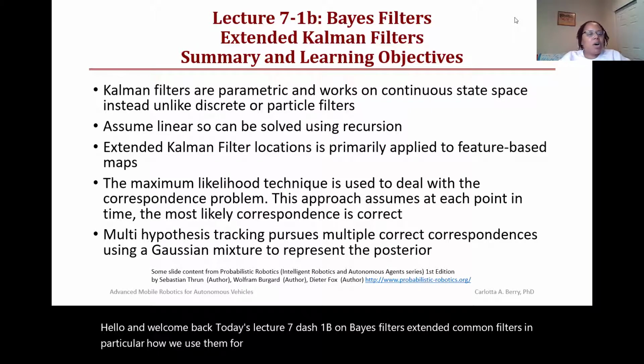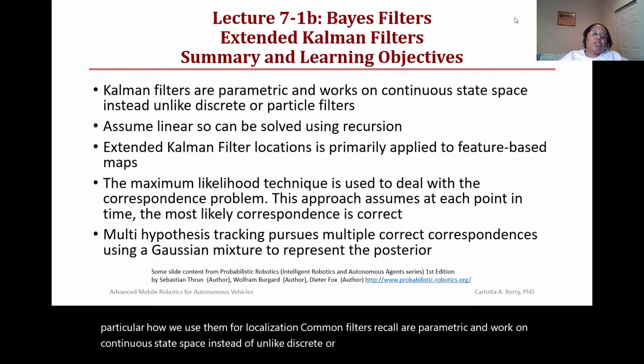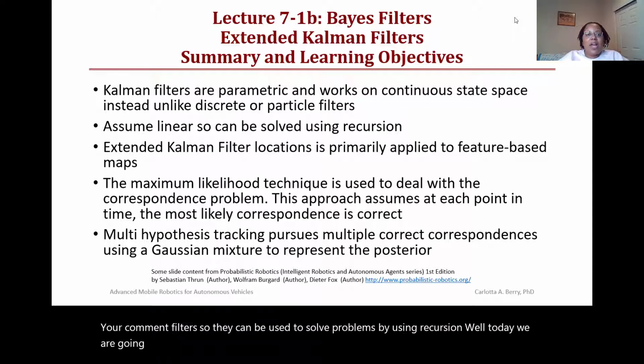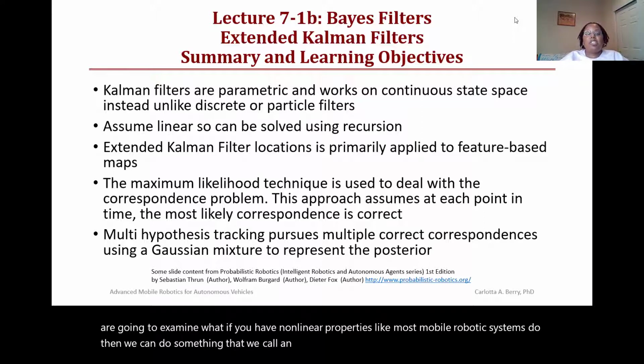Kalman filters, recall, are parametric and work on continuous state space, unlike discrete or particle filters. So assume that they are linear, which is what we use for Kalman filters, so they can be used to solve problems by using recursion. Well, today we're going to examine what if you have nonlinear properties like most mobile robotic systems do. Then we can do something that we call an extended Kalman filter, which is primarily applied to feature-based maps.